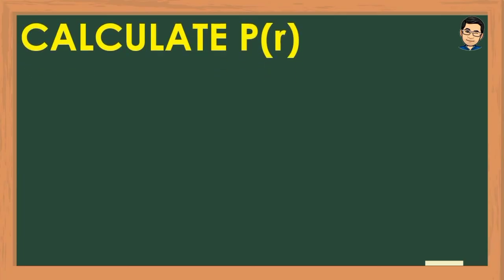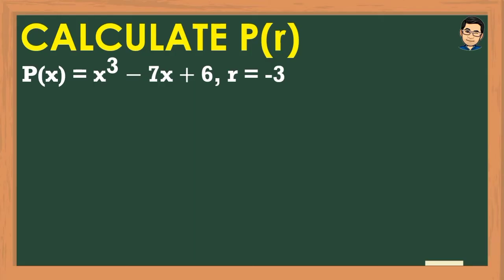So, gamit yung unang method, let's calculate P of R. So, P of x is equal to x cubed minus 7x plus 6, wherein R is equal to negative 3. So, sa paggamit ng process na to, hindi naman kailangan na ilagay yung missing terms kasi nagsasubstitute lang naman. Ilalagay po yung 0, o kung ilang 0 man yung nawawalang terms, sa paggamit ng synthetic division. So, let's start. Sulat lang natin ulit yung polynomial.